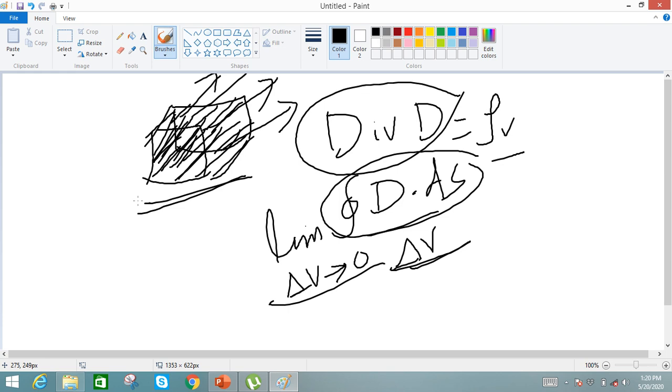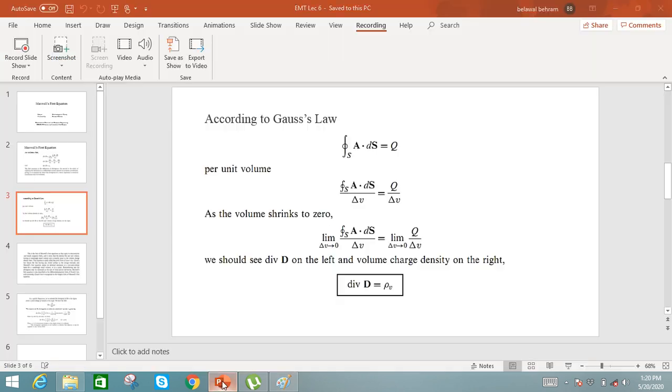Remember that the Maxwell's first equation is also called the point form of Gauss's law.